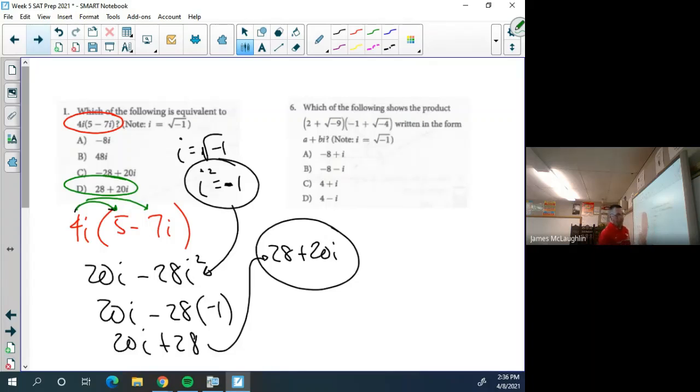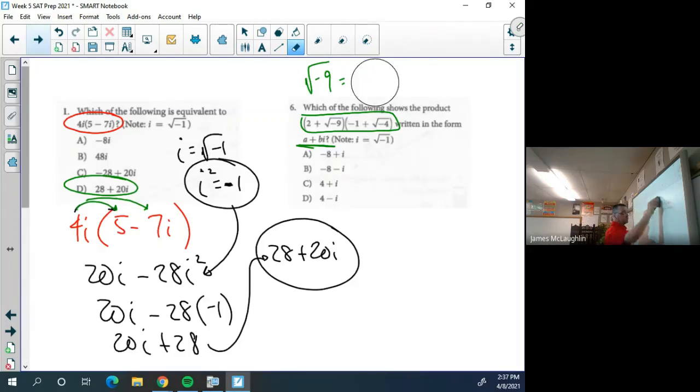All right, so here's another one. Another one that involves working with i. Which of the following shows the product of these two together written in proper a plus bi form? And if you've worked with i before, you already know. If you haven't, then you need to hopefully pay close attention here. So what do we know about the square root of negative 9? Well, that's really 3i, right?